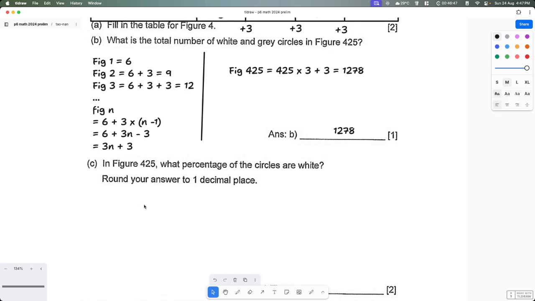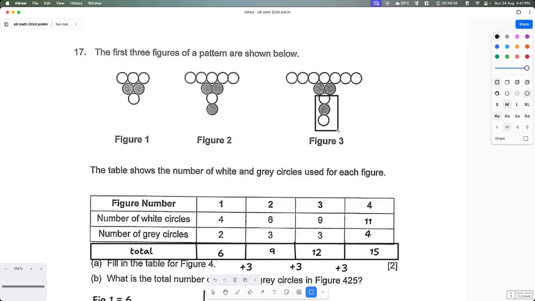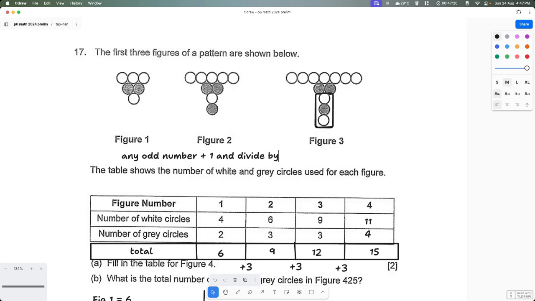So that means it's basically the bottom part, I would say. Okay, we have this bottom part. 1 is just 1, 2 is just 2, 3 is just 3. So I would say any odd number plus 1 and divide by 2 for the bottom part in this case. So this is what we call the bottom part.